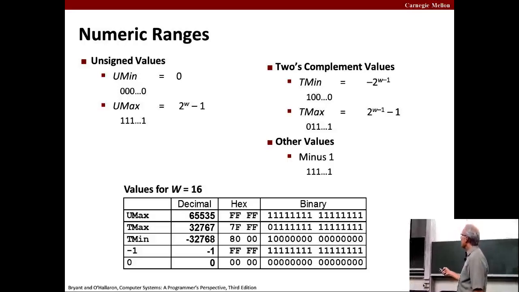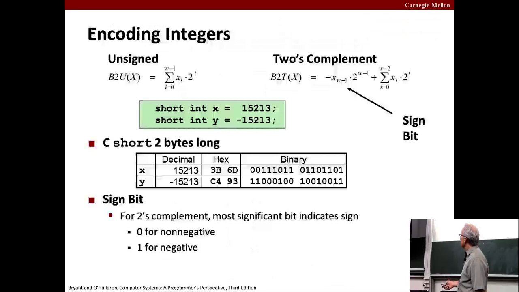If you have an unsigned number, then this is just the conversion. B2U means from a bit level representation to an unsigned number of some bit pattern. It just says we add up a sum of the weighted bits, where each bit is weighted by a power of 2. The only difference when we look at 2's complement, which is a way to represent both negative and positive numbers, is that we consider the most significant bit to be what's called the sign bit, so it will have a negative value.